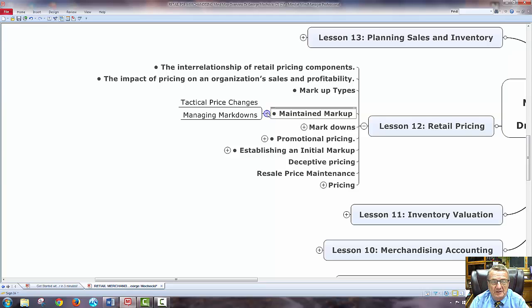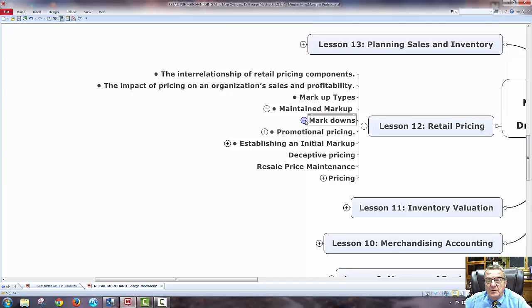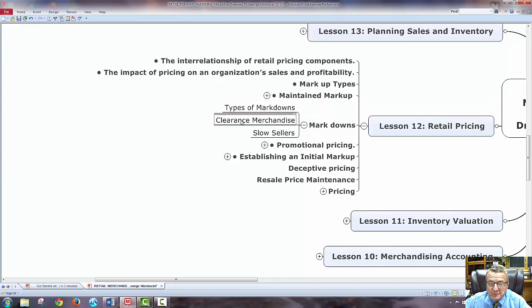And we'll talk about that. So I'm just trying to get through the whole lecture. I'll be here for 5 hours. Okay, markdowns: types of markdowns, clearance, when I do clearance, how do I mark down slow sellers?